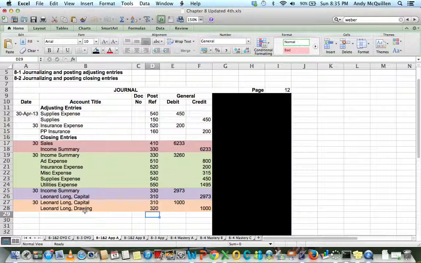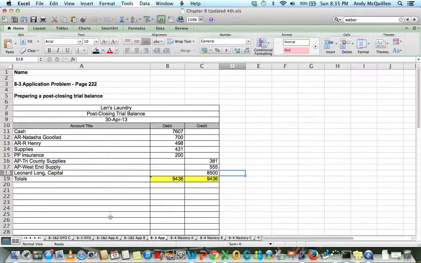And then your last step of the reinforcement is to post all of these onto reinforcement A, which you did earlier in the year. And then remember, the last thing they want you to do is the post-closing trial balance, and that is simply all of the accounts that still have a balance you put in here. Okay, so it'll look similar to this.